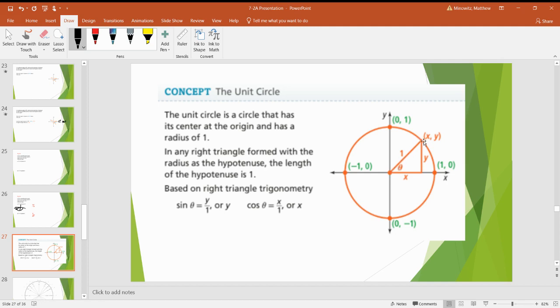So the radius is always 1. So the height and the base are always going to be less than or equal to 1. And the height is the sine ratio, and the base is the cosine ratio.